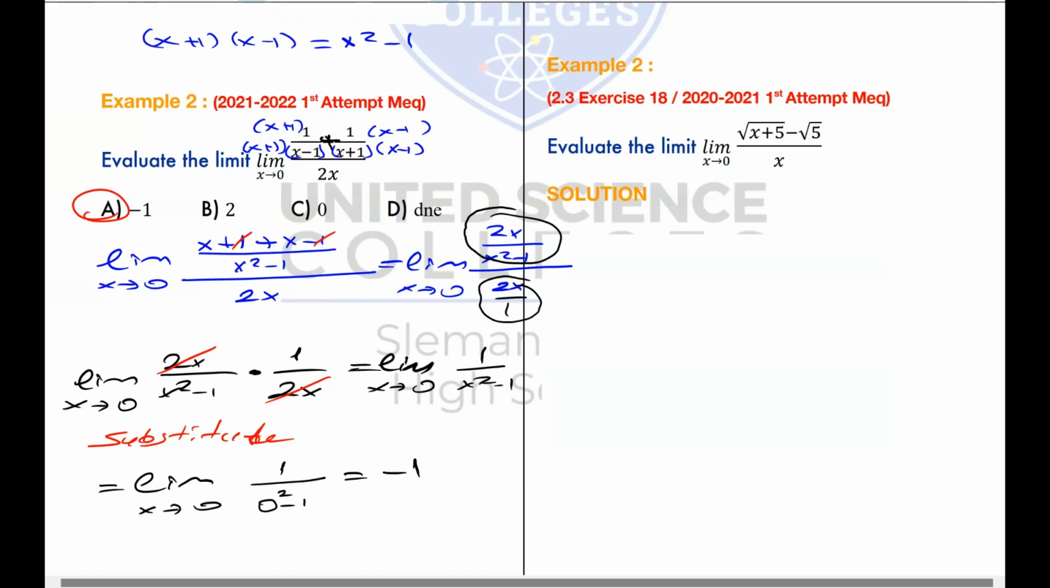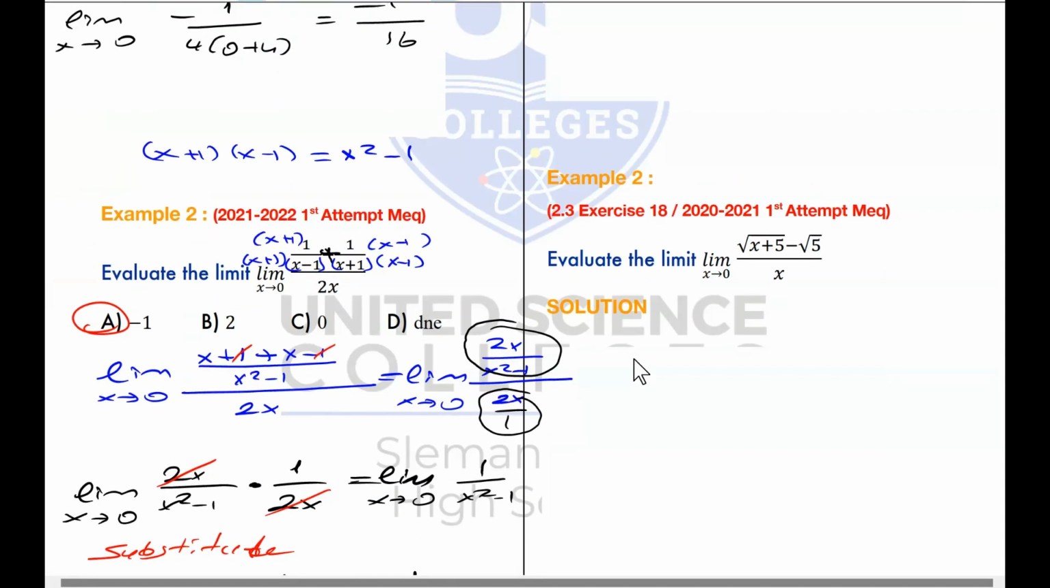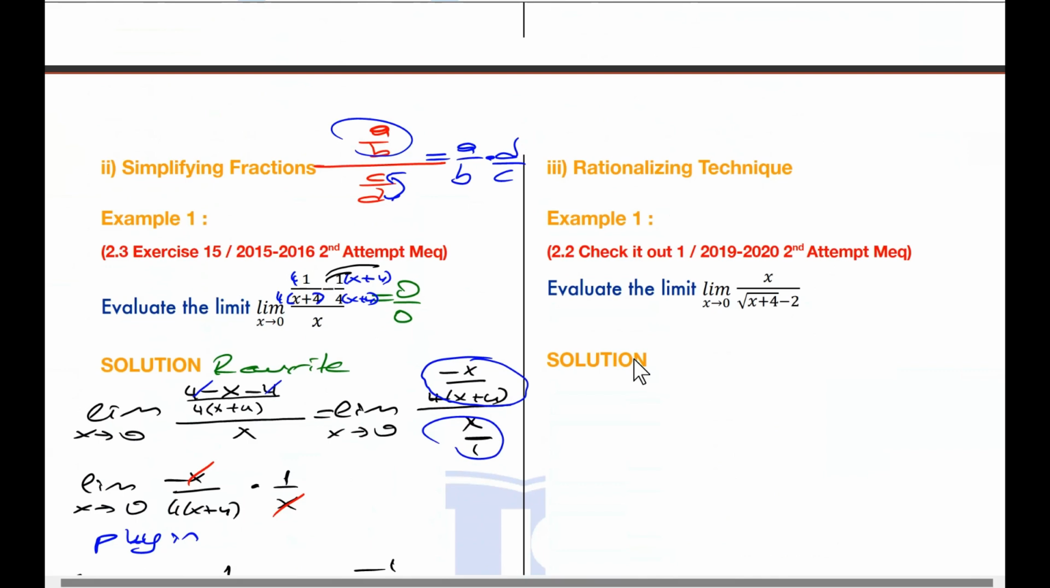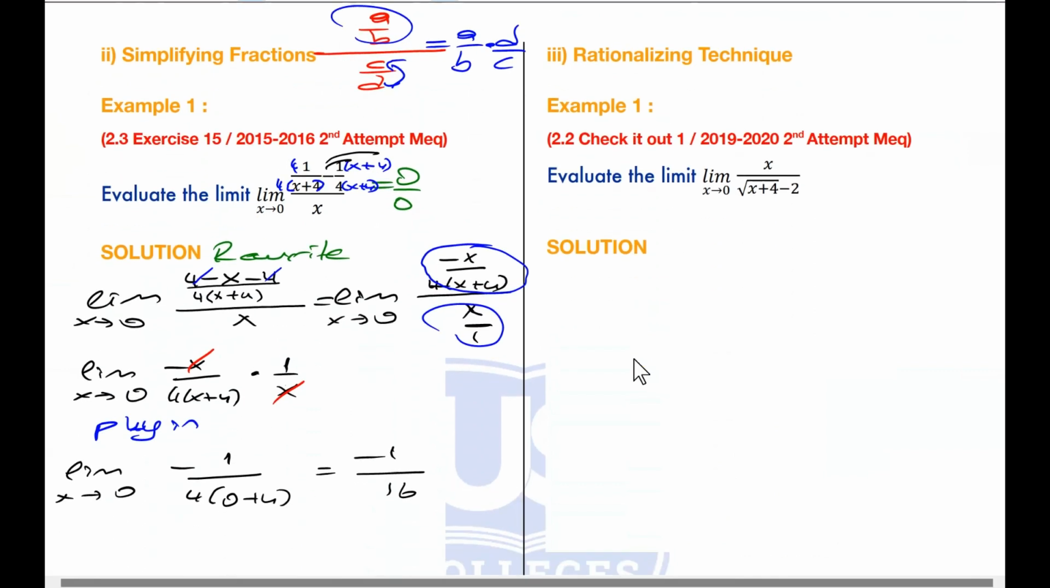Alright, I think you got the idea. Two questions are enough to get the idea of this technique. Okay, let's move on with the other technique, the last technique, the rationalizing technique. So this technique involves radicals.